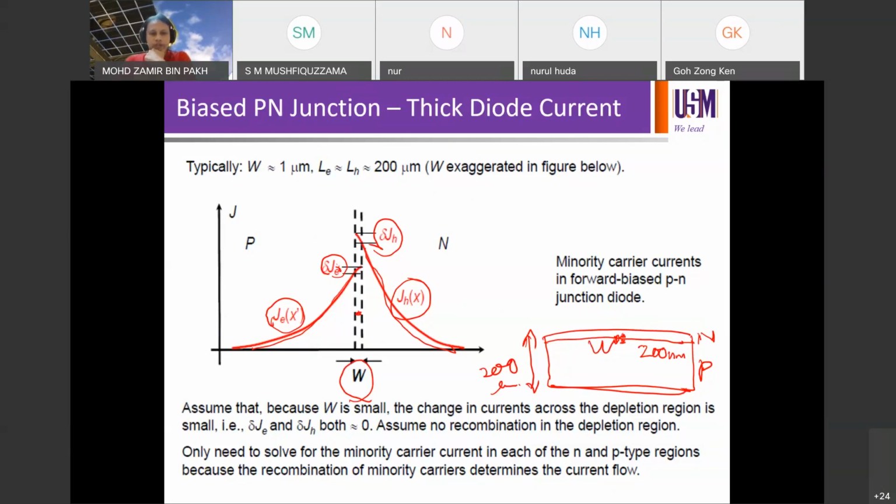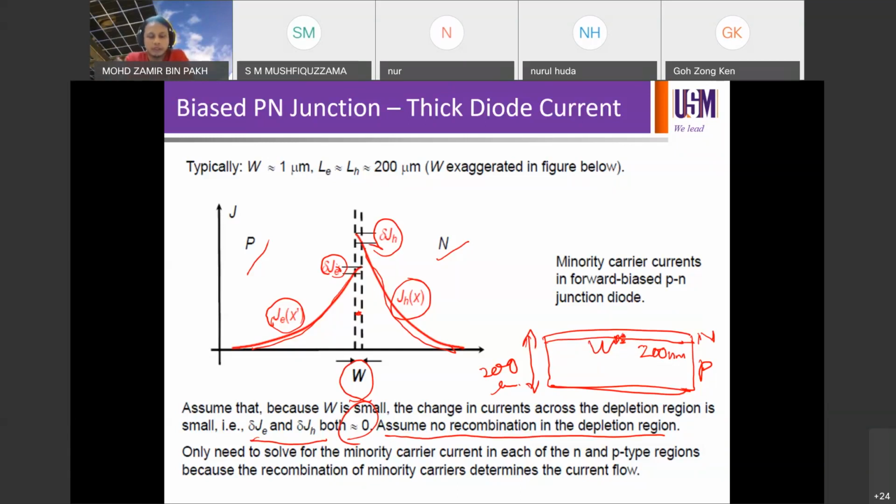Because W is small, the change in current across the depletion region is also small. That is delta JE and delta JH, and both are assumed to be close to 0 in comparison to the current profile in the quasi-neutral region of N and of P. We also assume no recombination in the depletion region for simplicity. But in actual PN junction devices, there will be recombination in the depletion region, and that will change the equation that we're going to work on.